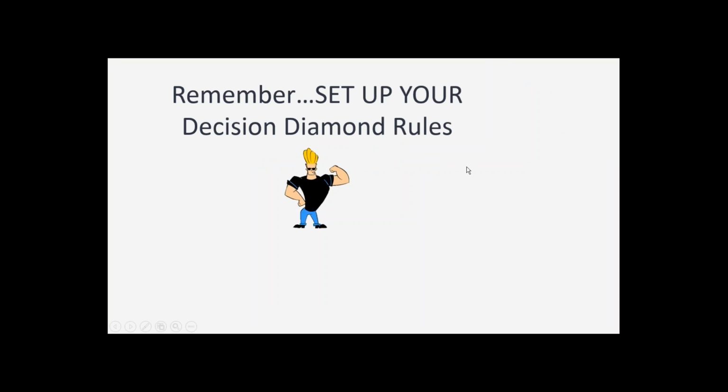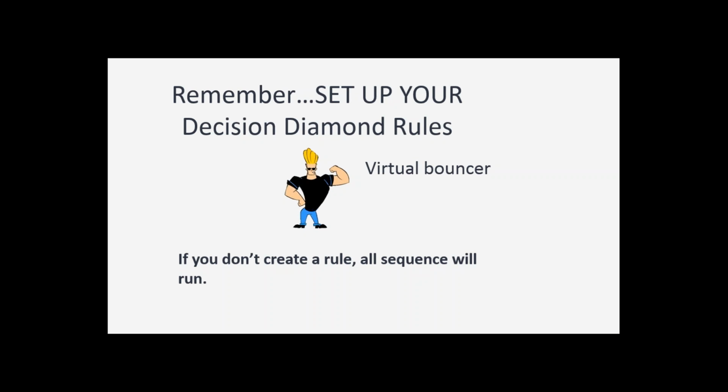So remember, set up your decision diamond rules, because if you don't, it acts like a virtual bouncer. And if they don't have any rules, they are going to get every single sequence. Every single sequence will run. So you need to make sure that you set up the rules. If you have any questions, you can always go to our Help Center.